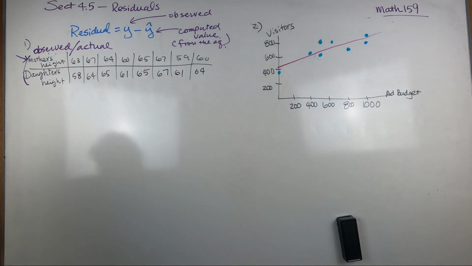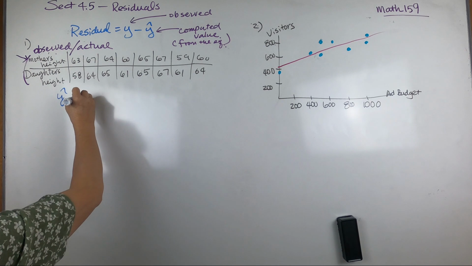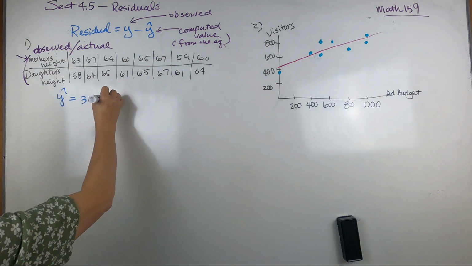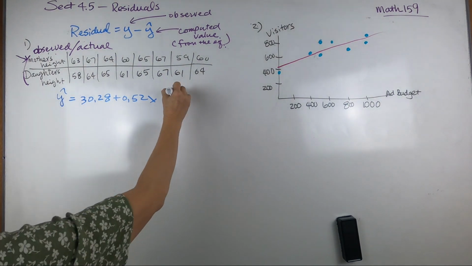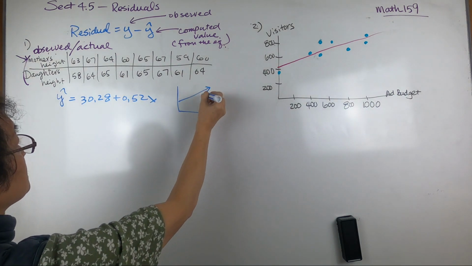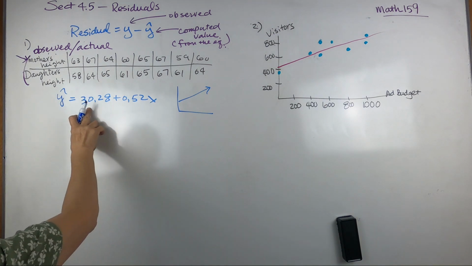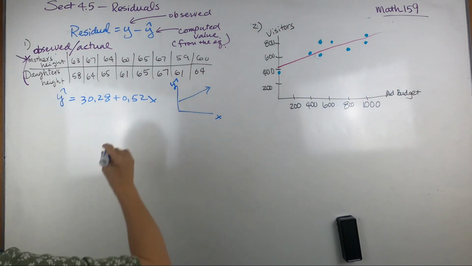And it says the regression line is given this way. Y hat is 30.28 plus 0.52x. The line looks like this. At x equals 0 it would be here, and it goes like this. The more x you have, the more y you have. That's your x, that's y hat.